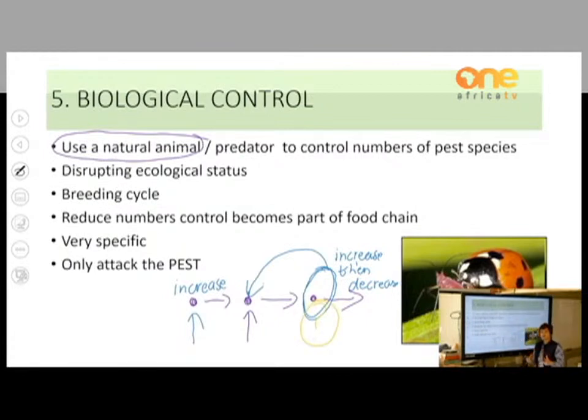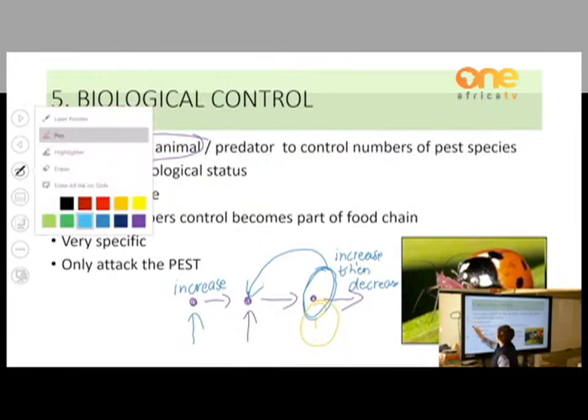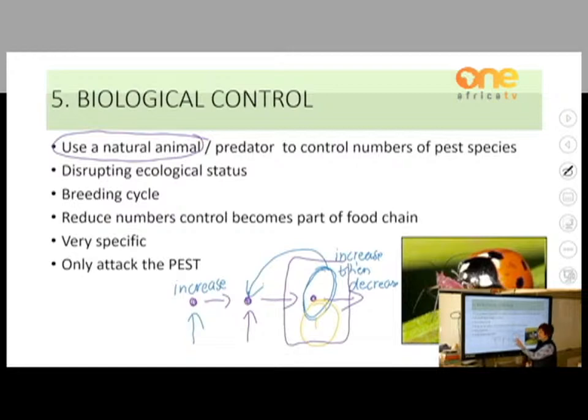So, biological control is a very good way of getting rid of the pest without using toxic chemicals. But be very careful. If you are using a natural animal which becomes the enemy, and this one is not having any enemies itself, this one, the natural enemy, may become the pest. Or they will naturally become lower in numbers if they cannot find another food source. Good. So they disrupt the ecological status.